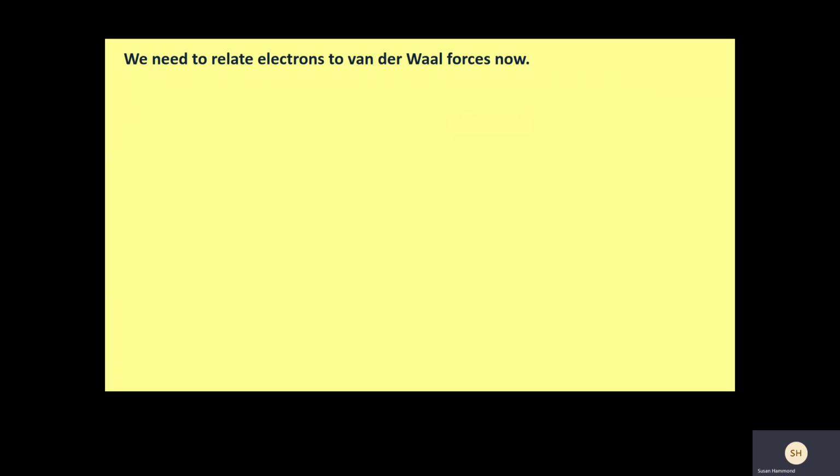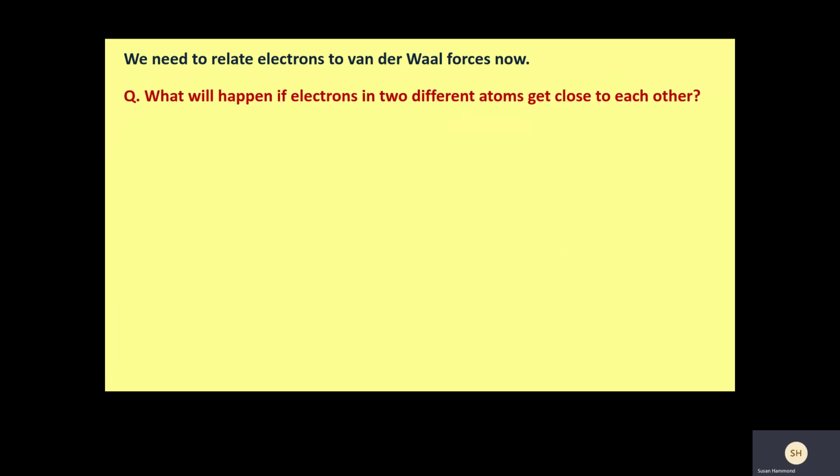Go on to the next one. So we've got the electrons. We know that those are particles that have a -1 charge. So another question, what's going to happen if two electrons get close to each other? I've said in different atoms because that's what we're looking at, but in general, if two electrons get close to one another, what happens?